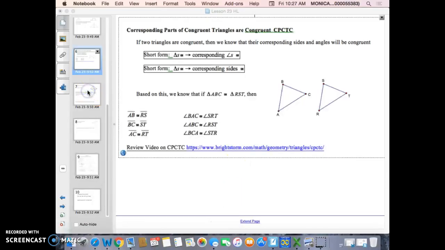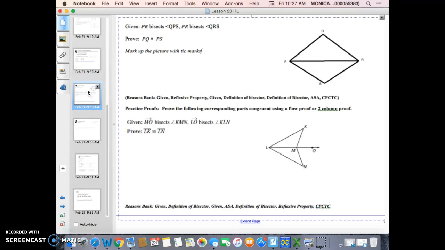Okay, so that gives us a better understanding of corresponding parts of congruent triangles are congruent. So let's look at how we can use that in our proofs. The first thing I'm going to do is read this given statement. Sorry, I'm doing a video. PR bisects angle QPS and PR bisects angle QRS. So when I see that, I know that I can mark this angle being congruent to this angle, and then this angle is congruent to this angle because of the definition of a bisector.